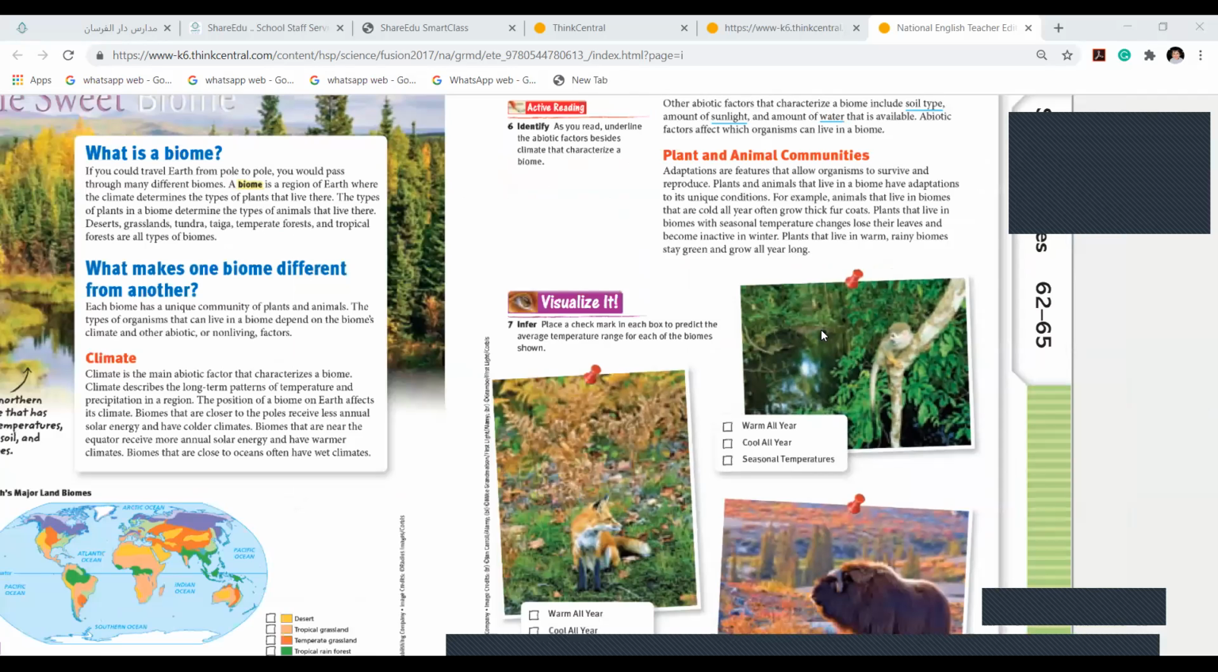What are the different kinds of biomes? Tell me the names. Desert, grassland, tundra, taiga, temperate forest, rainforest.